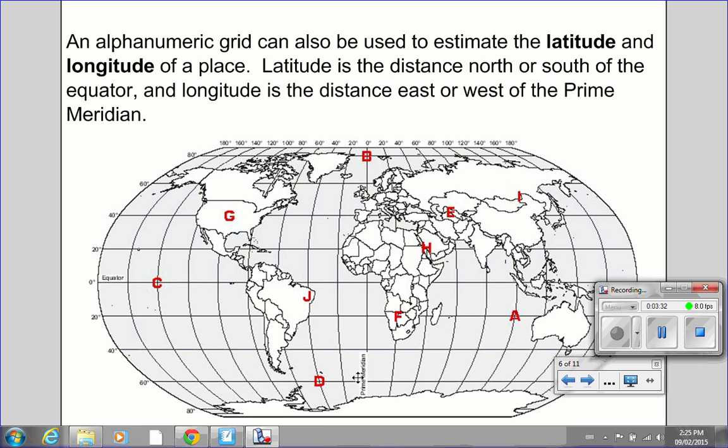If you want to pause the video, you can actually test yourself. See if you can read the latitude and longitude of the other points on the map. Maybe we'll even do that in tomorrow's class.